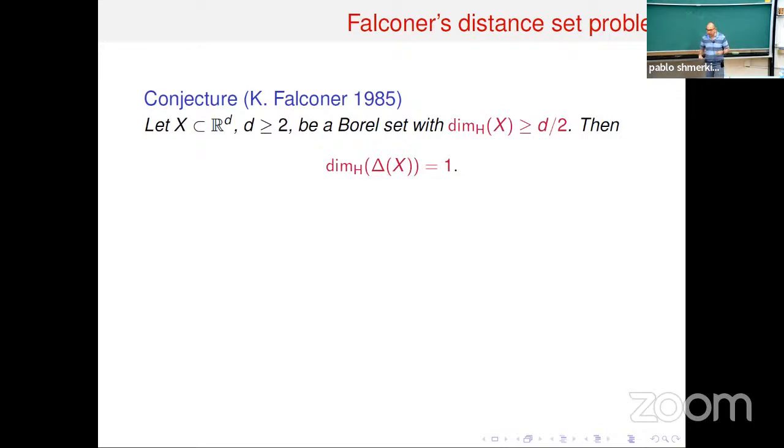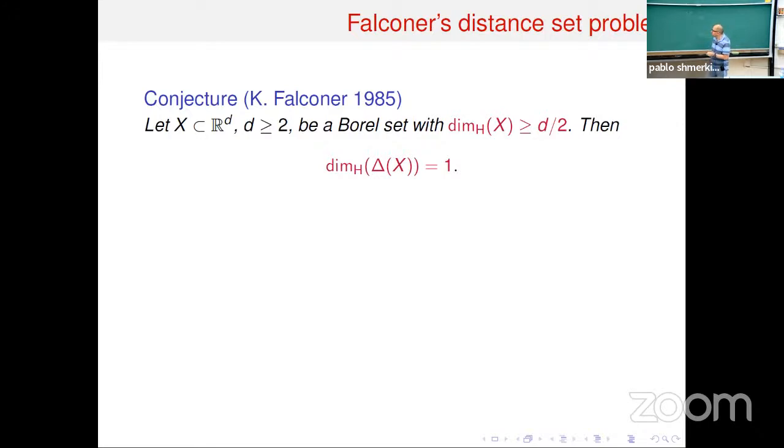He introduced the problem. But I will state two versions of the conjecture. Here is the first one. If you have a set in R^d which is Borel, this is not very interesting for non-measurable sets. The things are known and they're not very interesting. So this is fun for Borel or compact sets. Okay, so we have a Borel set in Euclidean space of dimension at least d over 2.